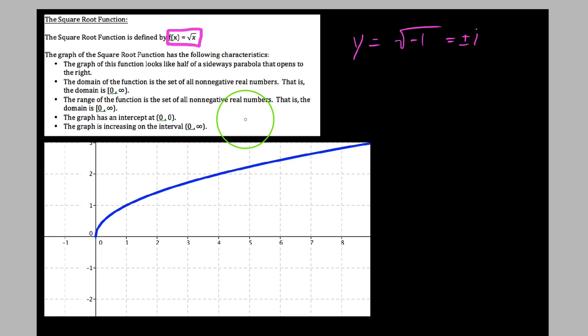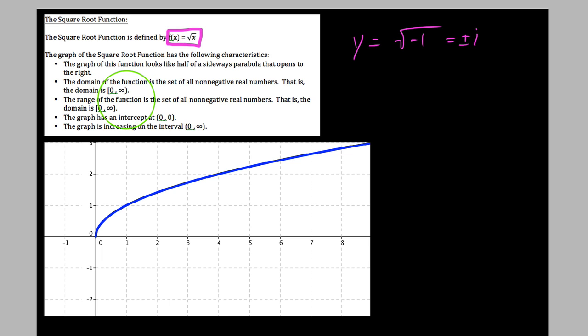As a matter of fact, the furthest left in terms of x, the least x value I could ever plug into this is 0. So we say, notice the domain of this graph here starts at 0 and includes 0 and goes out to the right. So not only does it look like a sideways parabola that opens to the right, the domain of the function would be all non-negative real numbers, okay? That is, the domain is starting at 0, including 0, close bracket, and going out to infinity, open bracket, because we don't include infinity.